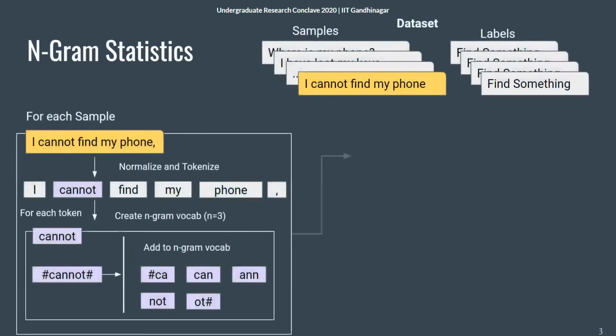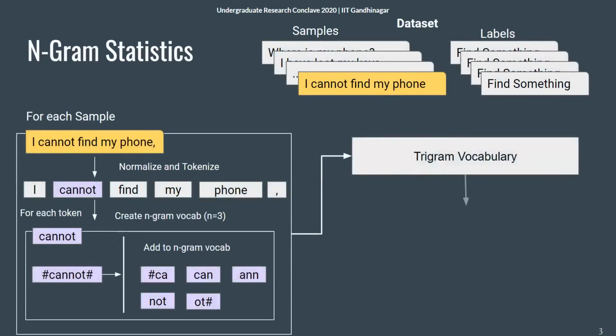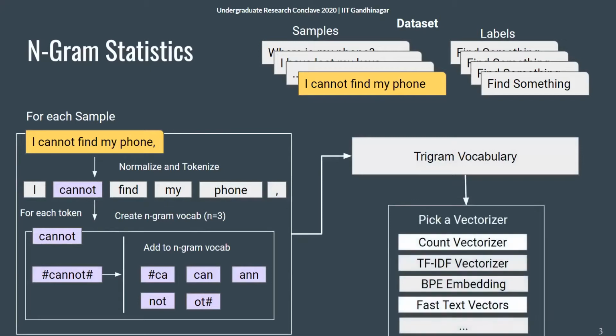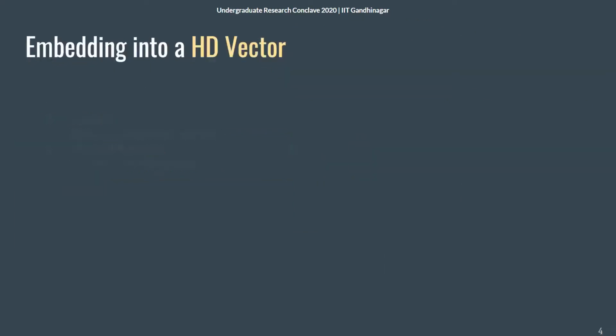So coming to the n-gram statistics. Let's take the example of supervised learning. A dataset consists of samples and their corresponding labels. For each sample, we normalize the samples and create tokens. An n-gram vocabulary is created for each token, where n can be any positive integer. A value of 2 to 4 works well in real life and is used in our experiments. With the created vocabulary, we vectorize the vocabulary to obtain the feature representation of each sample with vector size equal to the number of n-grams. This is shown pictorially in the slide shown.